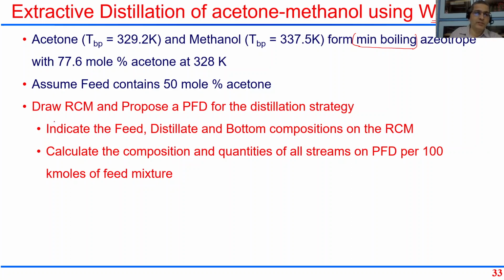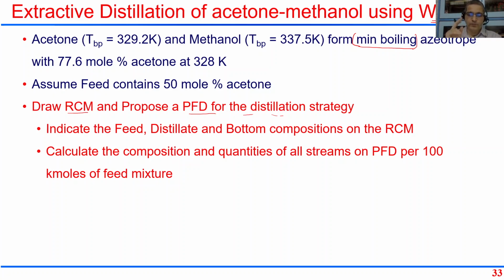What I would like you to do is recall and draw that RCM again, an approximate RCM if you like. Propose a process flow diagram for the distillation strategy, how you would distill out acetone and methanol using water as an entrainer by doing extractive distillation. I want you to indicate the feed, distillate and bottom composition on the residue curve map, and calculate the composition and quantities of all streams on the process flow diagram per 100 kilomoles of the feed mixture. Do this for yourself. You may go wrong, doesn't matter. You may get it right in the first shot, doesn't matter. Pause the video, do it for yourself.